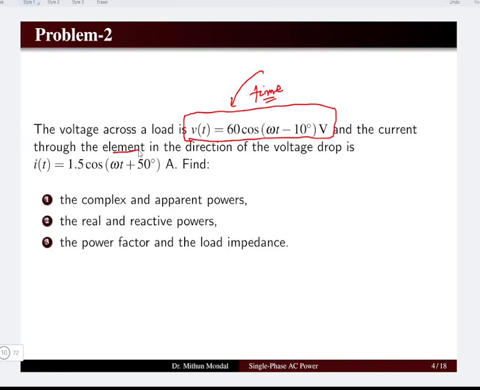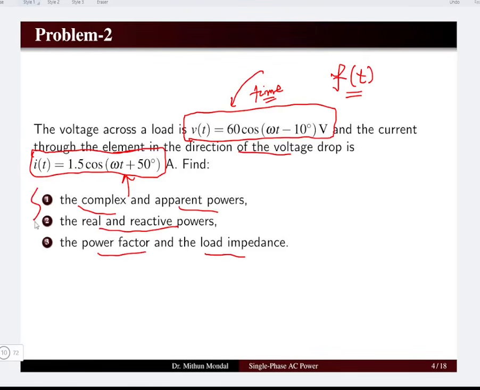And the current through the element in the direction of the voltage source is given to be 1.5 cos(omega t plus 50 degree). So both voltage and current are given in the instantaneous form, which is a function of time t. Any voltage and current given as a function of time t is known as instantaneous voltage and instantaneous current. Find the complex and the apparent powers, the real and the reactive powers, the power factor and the load impedance.